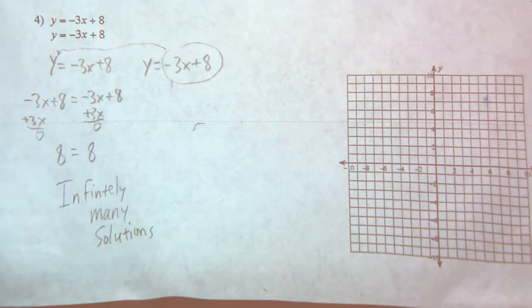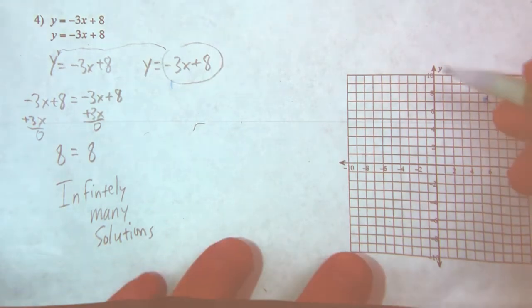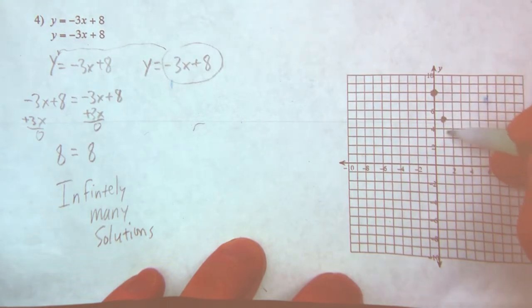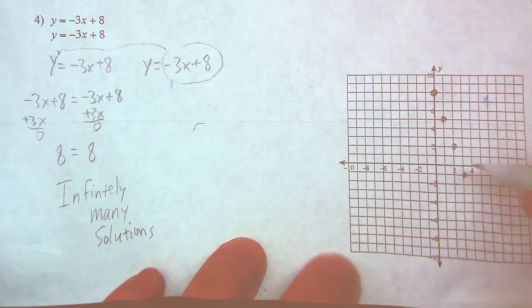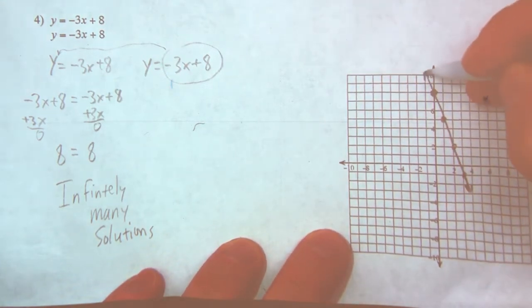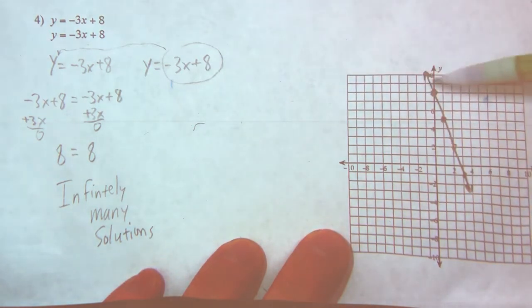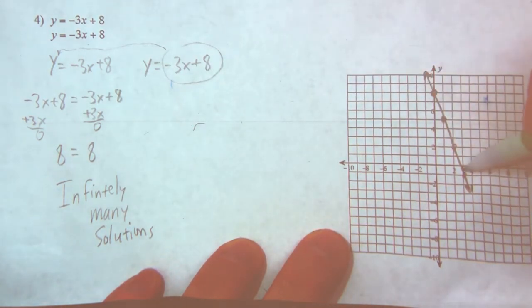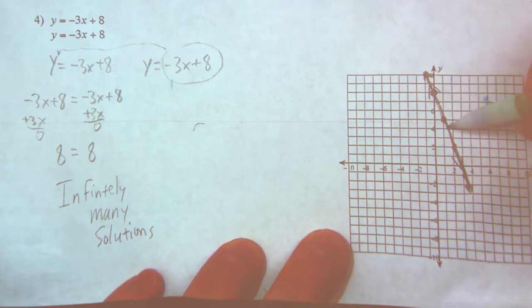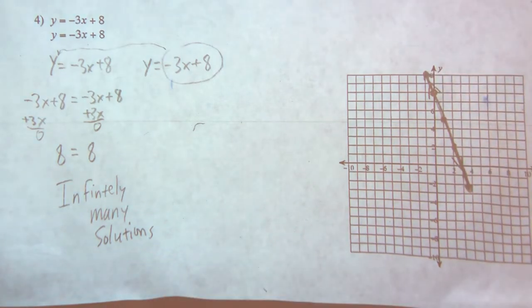So if we graph this, let's come over to the graph here. We have a y-intercept of 8. We go down 3, right 1, down 3, right 1. So this is our line. And then when I graph the second line, I would do exactly the same thing. I would go to y-intercept of 8 and go down, so we would have another line right over the top of this line. So we can see infinitely many solutions because they touch at every point. Every point is a point of intersection. Every point is a solution.